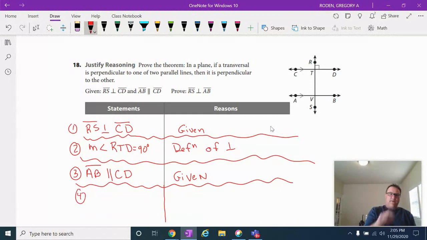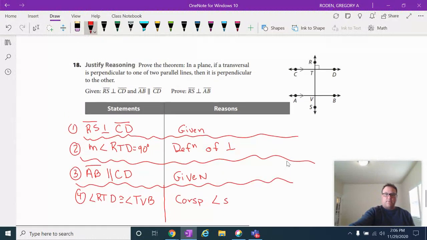And then number 4 is I can say angle RTD is congruent to angle TVB. Okay? And why do I know that? Because they're corresponding angles. Corresponding angles. So remember, when lines are parallel, which they are, corresponding angles are congruent.